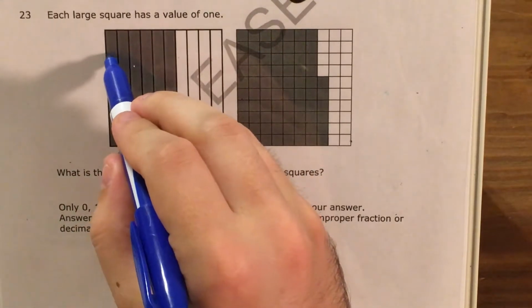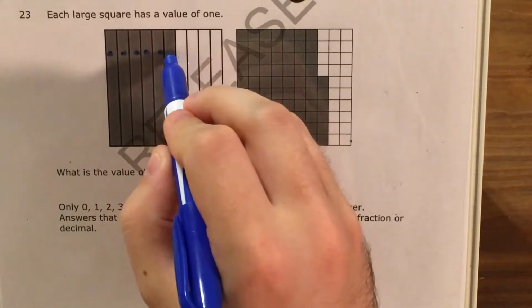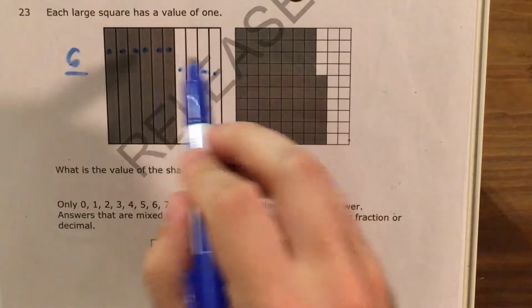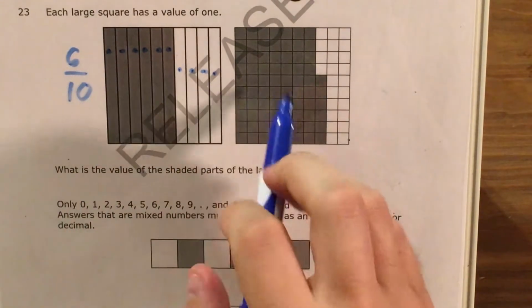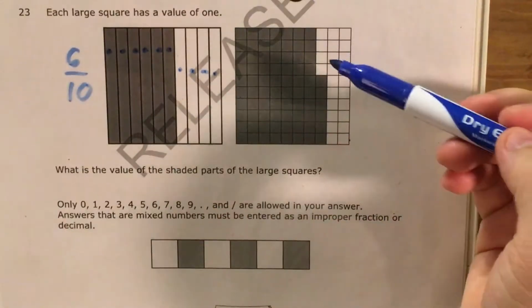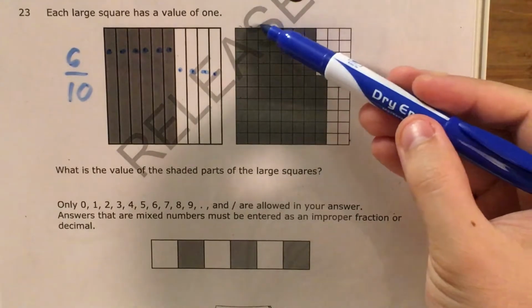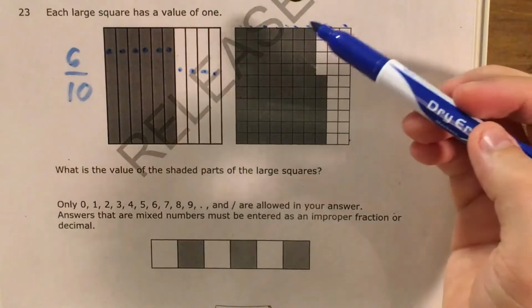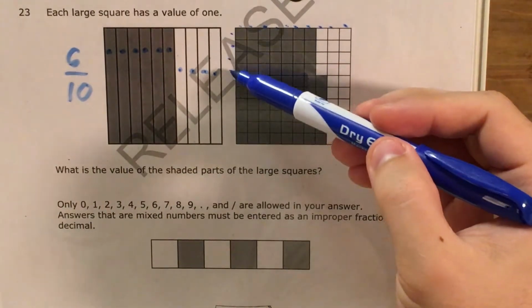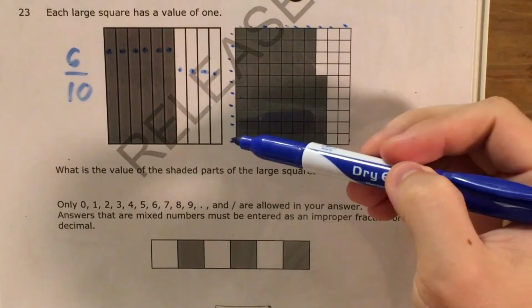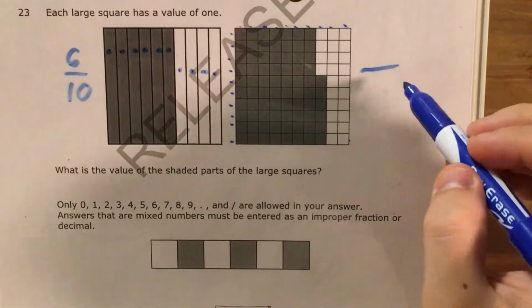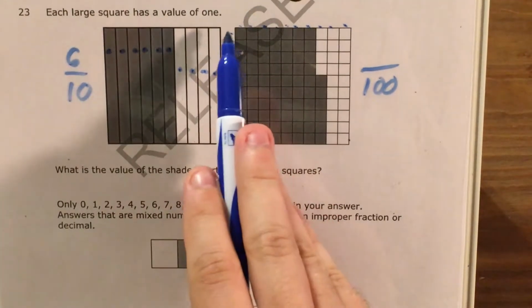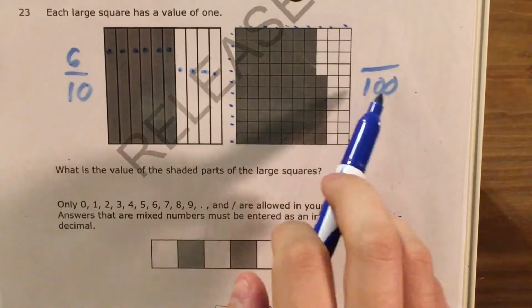So I'm going to start on the left here with 1, 2, 3, 4, 5, 6 out of 7, 8, 9, 10. So this is 6 over 10. And now I come over here to this one, and this is split up into 1, 2, 3, 4, 5, 6, 7, 8, 9, 10 of these, 2, 3, 4, 5, 6, 7, 8, 9, 10. So this is 10 by 10, which means I know that it's going to be out of 100, because I counted 10 across and 10 down. 10 times 10 is 100.